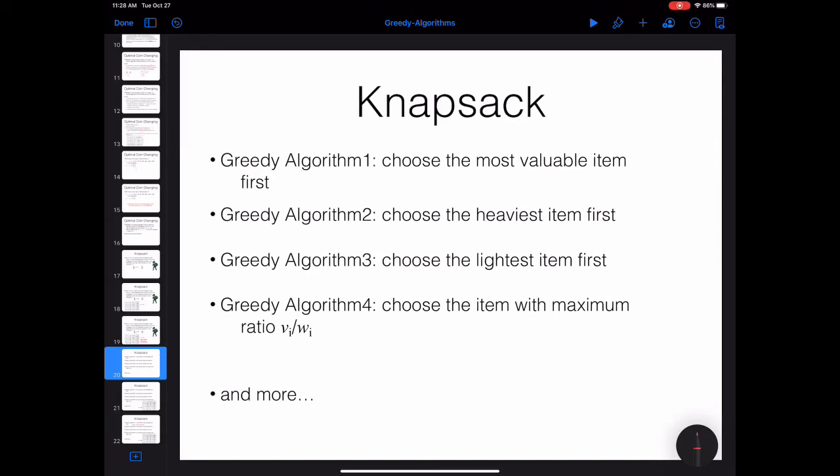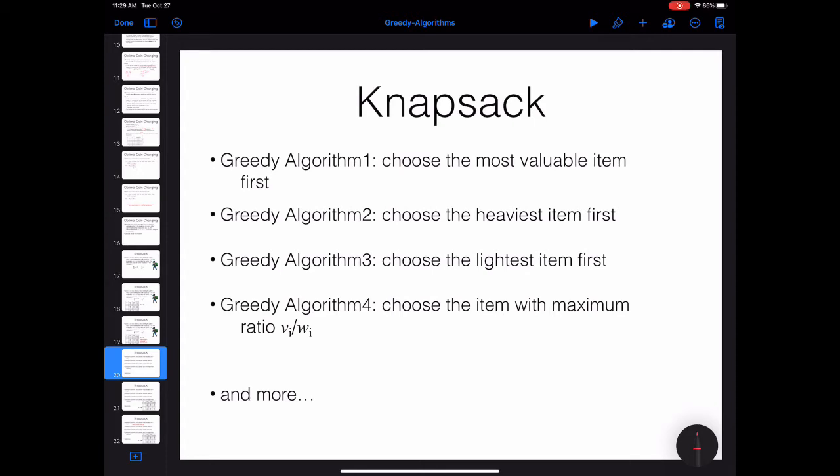Someone might claim that, to solve this problem, instead of doing the complete search, always choose the most valuable item. This greedy strategy is kind of tempting, right? Because it tells you to take the object that has the highest value, so you're going to maximize the value. The intuition is that we want to take the one that has the highest value. The other strategy is to always choose the heaviest item first. This is kind of silly, but anyway, I wrote it here for you. The next strategy is to always choose the lightest item.